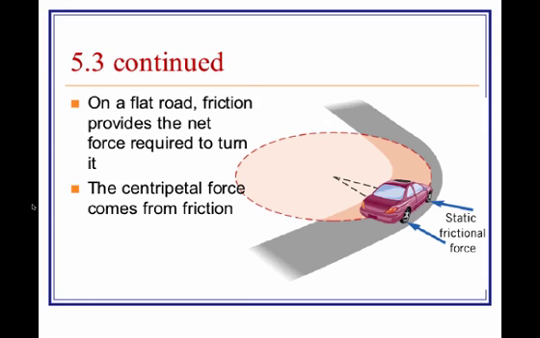As I mentioned, on a road, static friction is the centripetal force that causes a car to move in that circular path around a turn. It's static friction and not sliding friction, because if it was sliding friction, the wheels would be skidding out on the turn and the car would be sliding off the road.